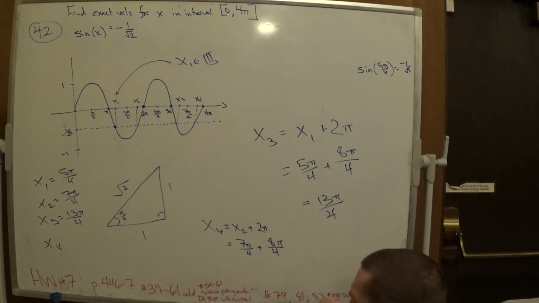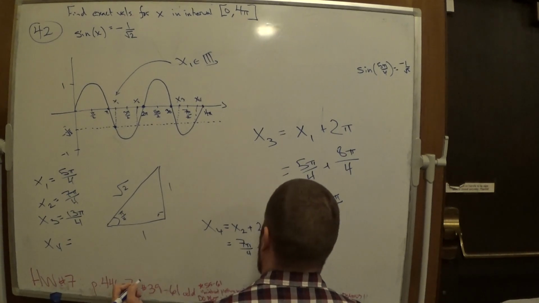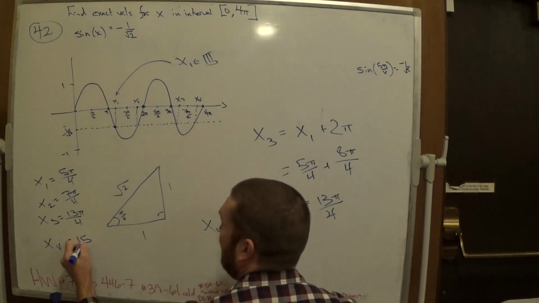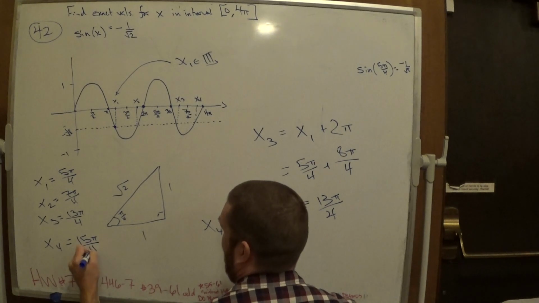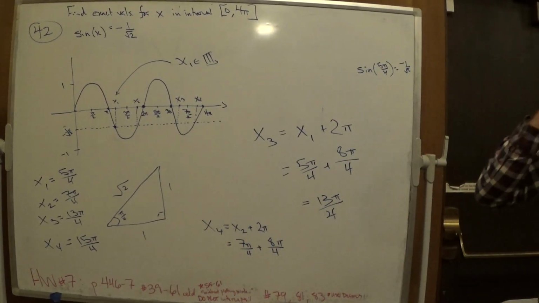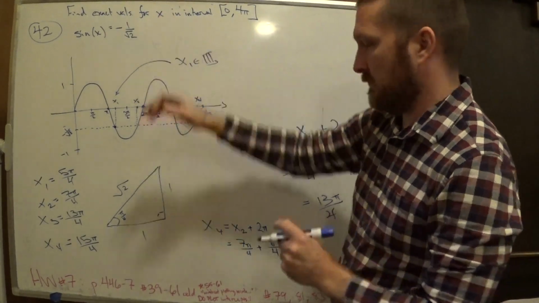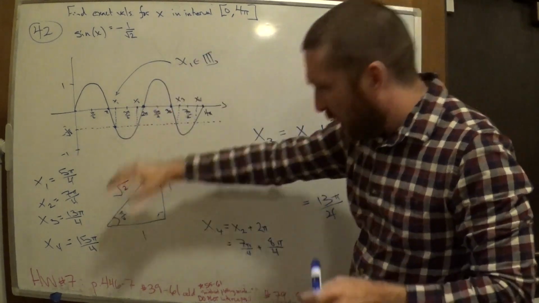So 7 plus 8 is what? 14. No. 15. I don't know, whatever. I'll believe anything you tell me, really. 15 over 4. Okay. And that's 3 times 5, so that does not reduce. And there you go. That's your answer. Find the exact values for x in that interval. They're all in that interval.